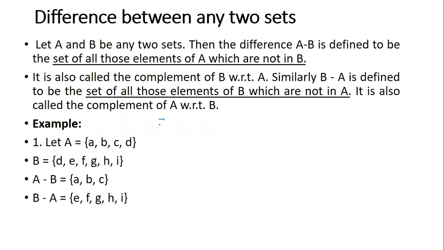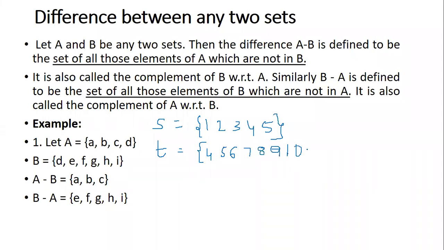So there is a set S. Set S is 1, 2, 3, 4, 5. Set T is 4, 5, 6, 7, 8, 9, 10. Now, can you tell me what is S minus T?